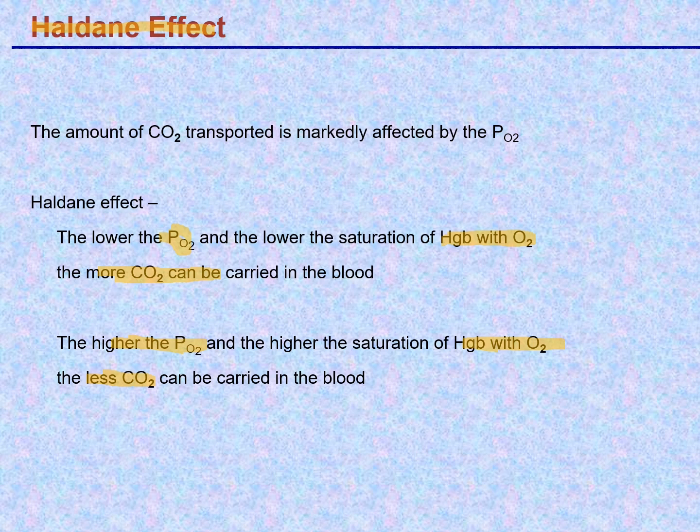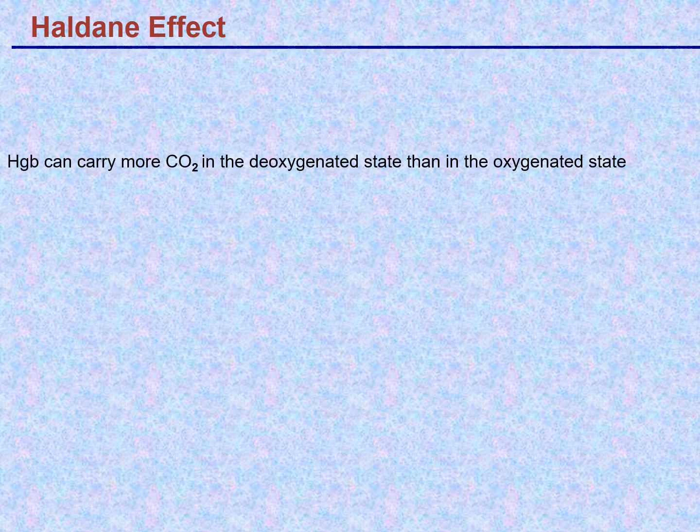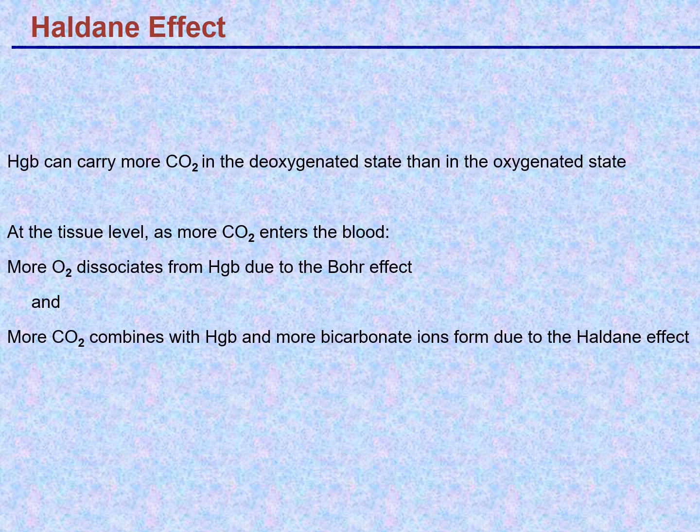It makes physiological sense that when you have a lower PO2 environment, then more oxygen is released and more CO2 should be taken up, because that's exactly where you need oxygen, and that's exactly where you usually have more CO2. And here you see, in fact, the hemoglobin can carry more CO2 in the deoxygenated state than the oxygenated state. And here, this just reviews what I was just saying.